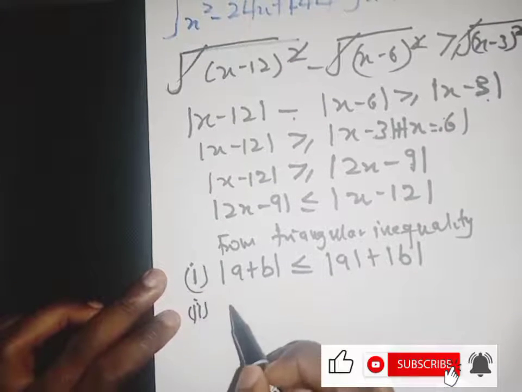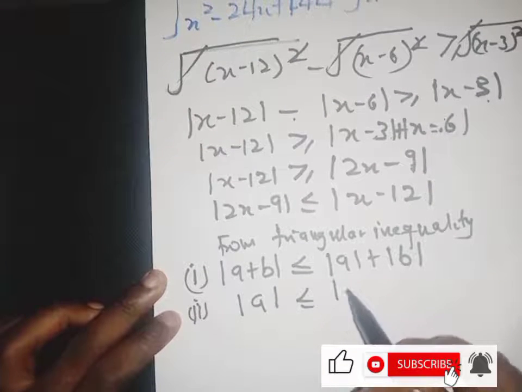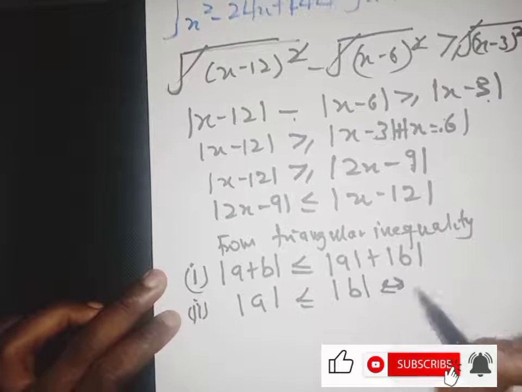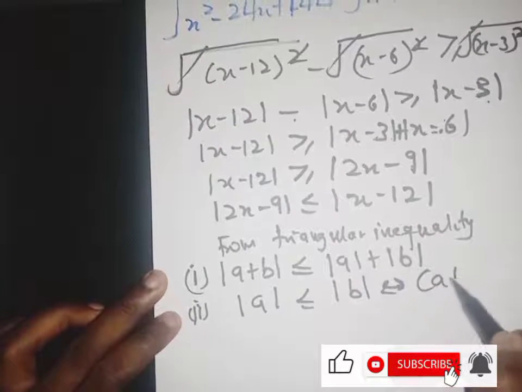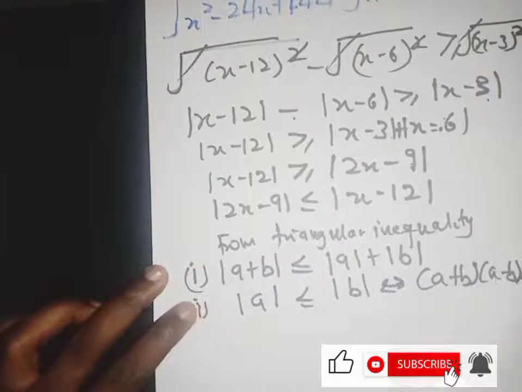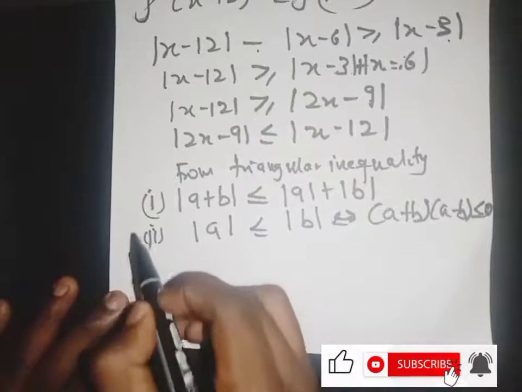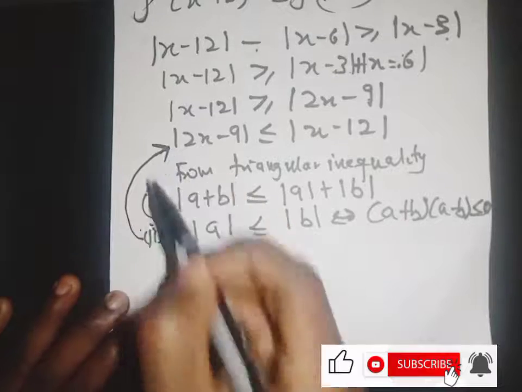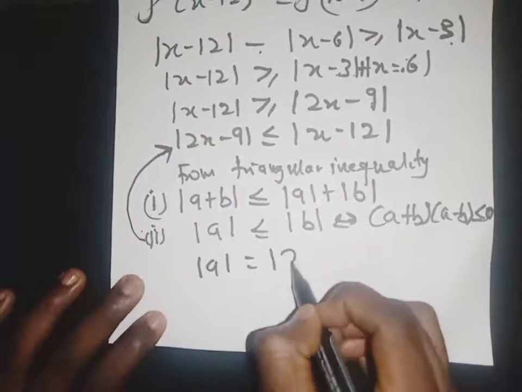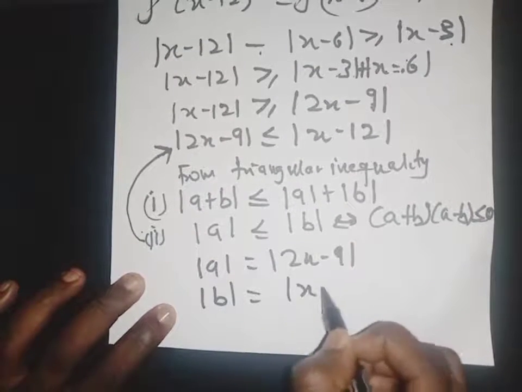Now another property is that the absolute of a is greater than or equal to the absolute of b, which is basically equal to a plus b times a minus b greater or equal to 0, right? So if that is the case, then comparing this to the whole of that, our absolute of a here is just 2s minus 9, and our absolute of b here is just s minus 12.